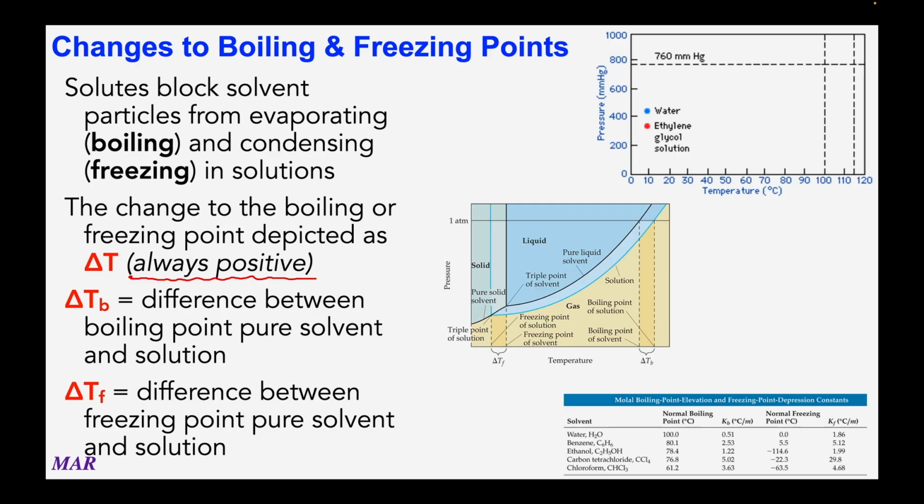So in the case of boiling, to get a positive, boiling points we're going to see are higher. It would be the solution minus the pure solvent. But for freezing points, it's usually better to do the solvent minus the solution. We'll talk about that here in a little bit.